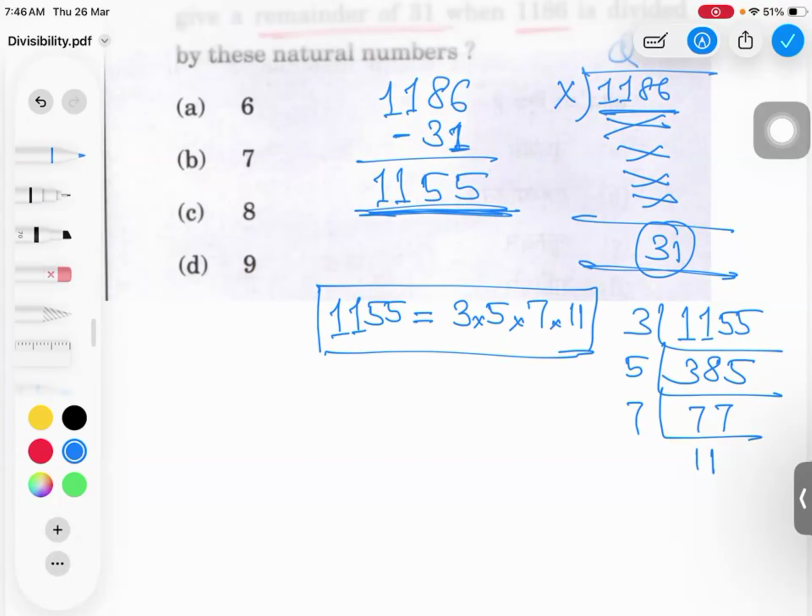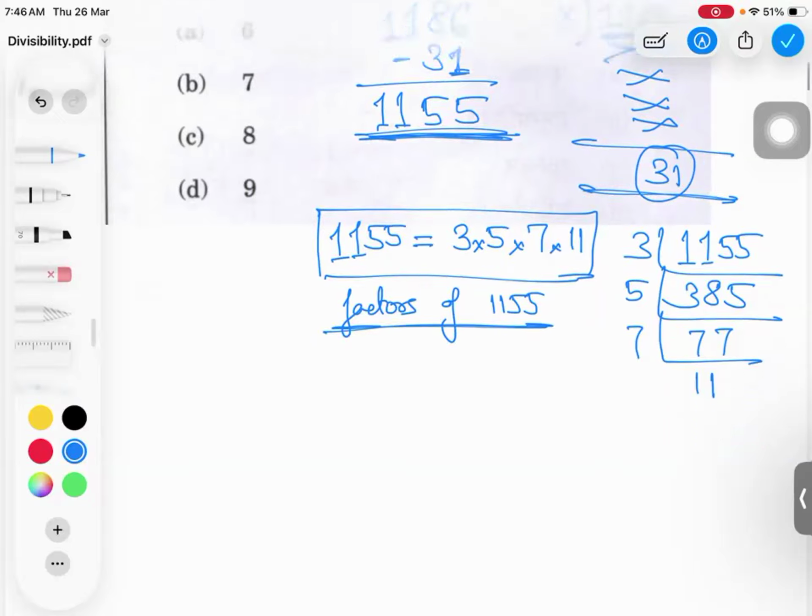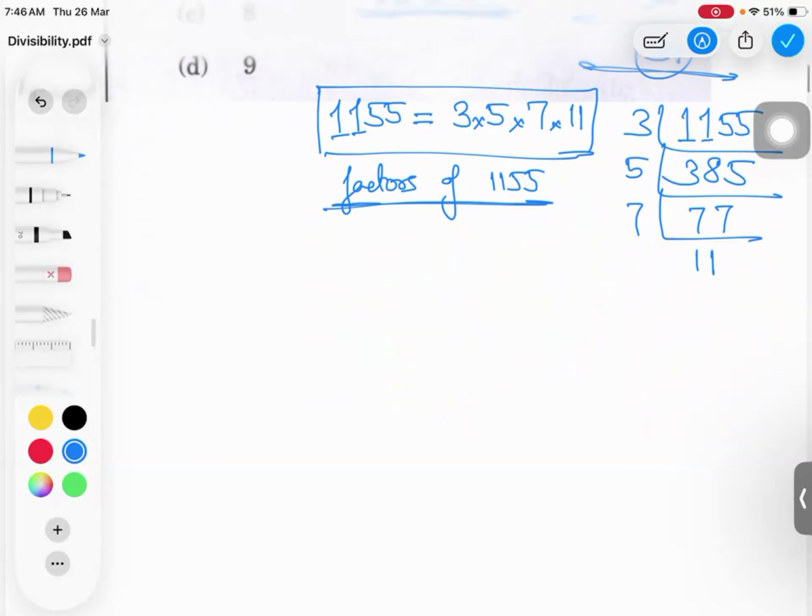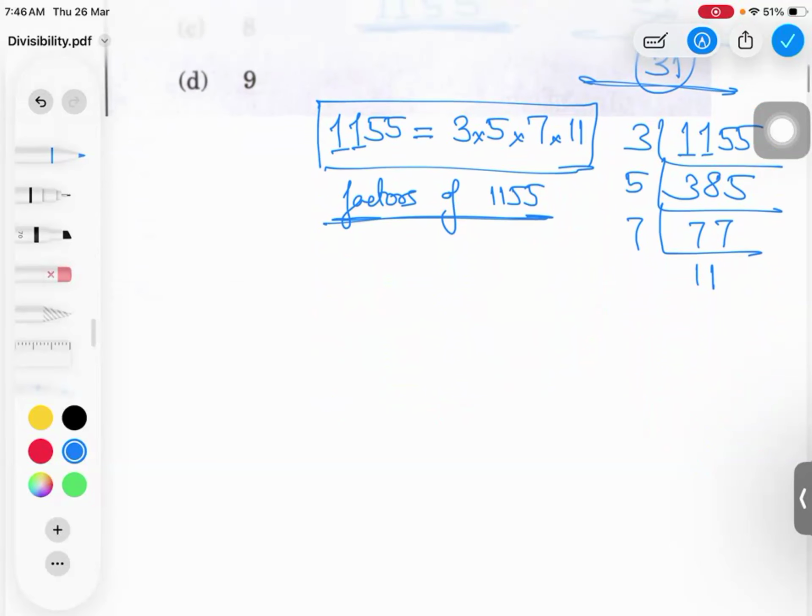Now there is something which you have to learn, in the sense that you should know how to calculate factors of 1155, because this question is dealing with factors of 1155. We know the prime factorization of 1155 now. So when we calculate factors of 1155, first of all, start with 1.